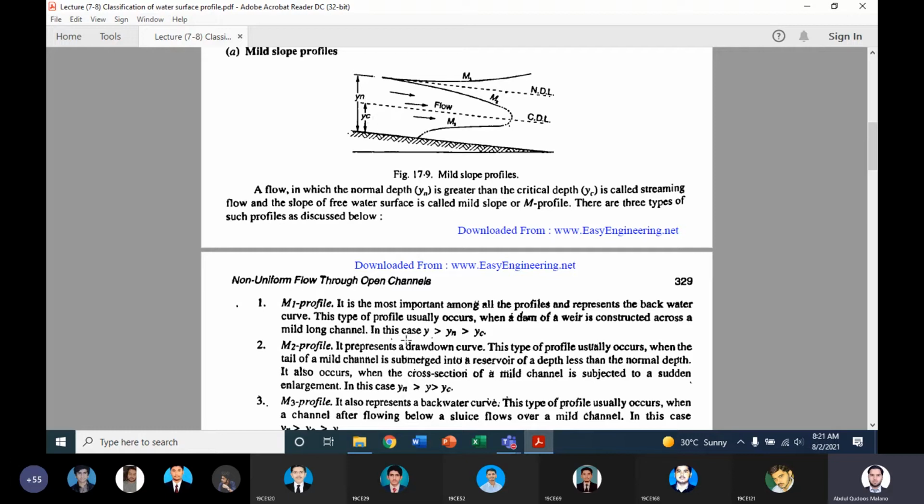If you see over here in this case, the depth of the flow will be greater than the normal depth, and normal depth is going to be greater than the critical depth. Is it clear? इसमें कोई issue तो नहीं है?